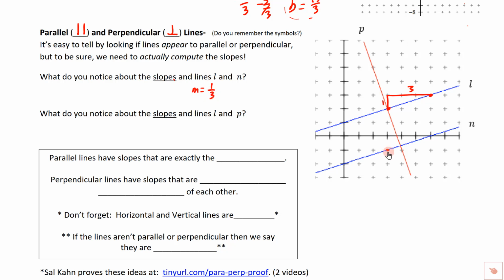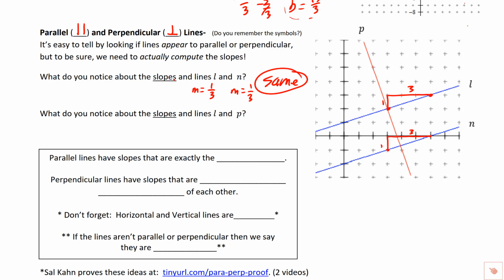Going to do the same thing here. We're going to go from that nice convenient point to this nice convenient point. So that's a rise of 1 and a run of 3. So the slope of that one is 1/3. Well, they look like they're parallel, and take a look at the slopes. Slope, remember, is a fraction that tells us how steep the line is and which direction it slants. These are both positive. They slope up from left to right, and they have the exact same steepness. So you notice that they're exactly the same. Okay, so that's what we notice about the slopes.